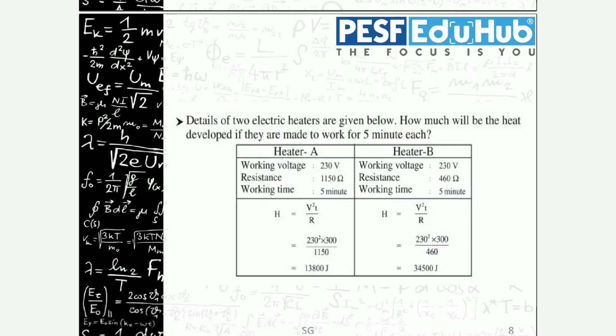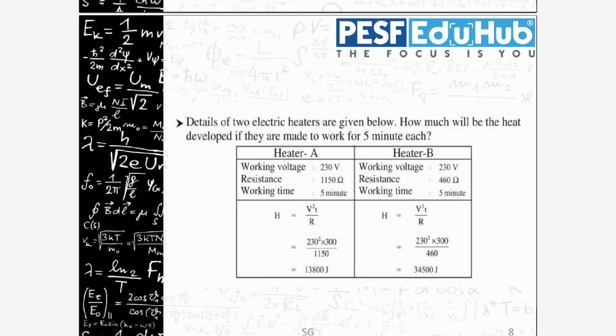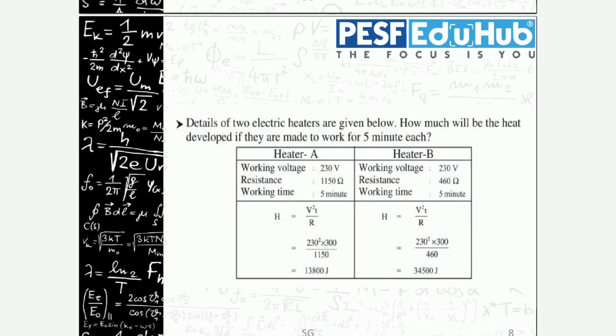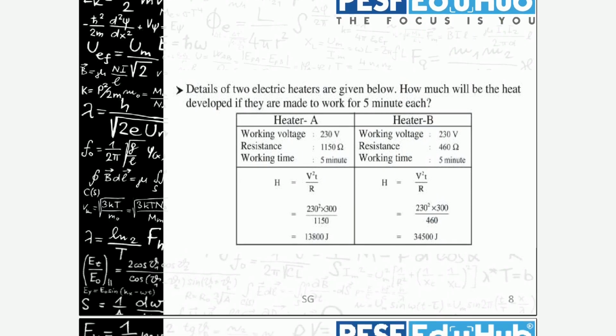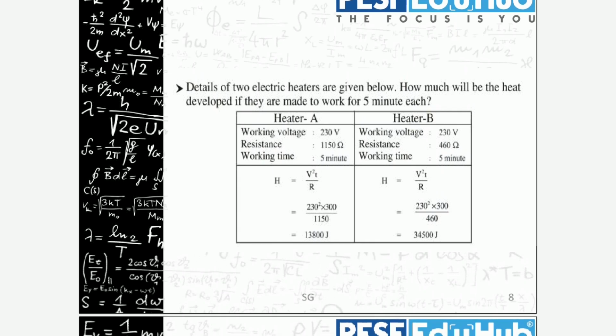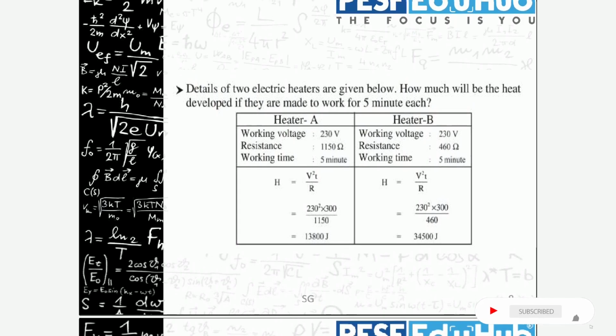Next, actually it is a problem. You just check. The details of 2 electrical heaters are given below. How much will be the heat developed if they are made to work for 5 minutes each? Here there are 2 heaters, heater A and heater B, and the working voltage is equal to 230 volt, both working with the same supply. The resistance of the first heater is 1150 ohm, the second one is 460 ohm. So heater B has less resistance. Working time is 5 minutes.